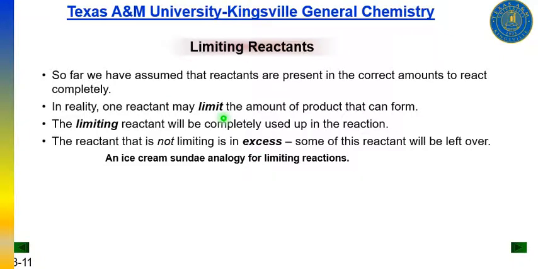Followed by the limiting reactant. So far, we have assumed the reactants are present in the correct amount to react completely. This completely reacted reactant is called the limiting reactant. Your limiting reactant will be completely consumed first in the reaction. In reality, only one reactant will limit the amount of the product or products that can form. The reactant which limits the amount of product is called the limiting reactant.